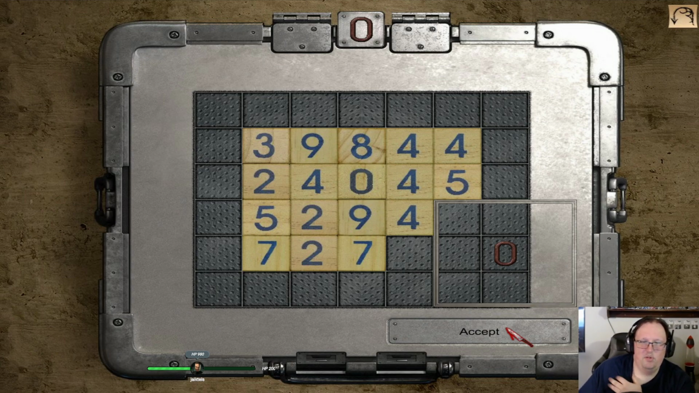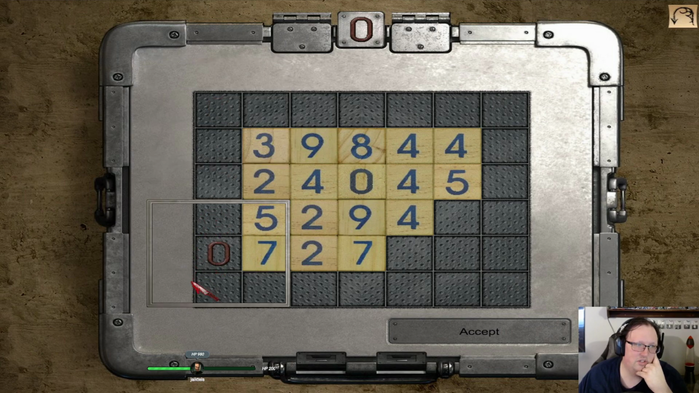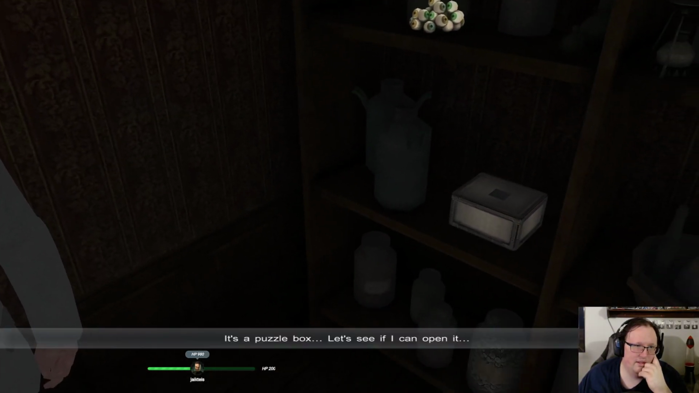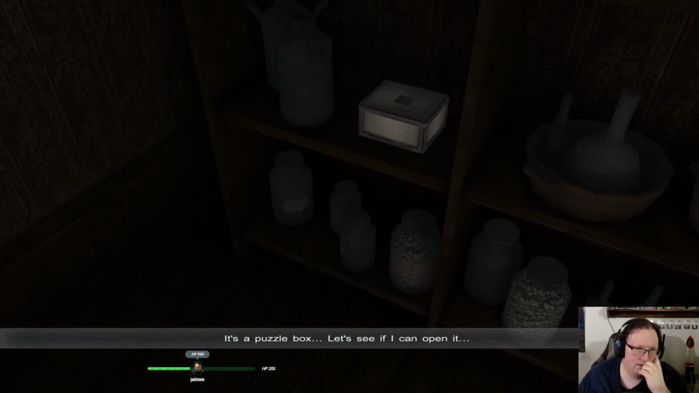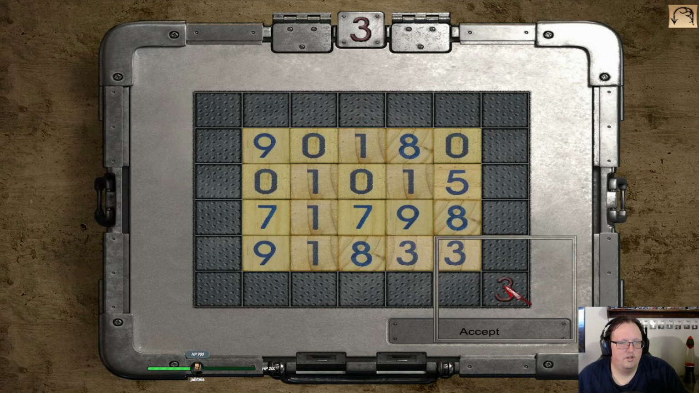Paper. What? I fixed bullet holes to make you stop bleeding. Yes, that makes you a medic, not a doctor. I don't see why I have to explain this. Okay. It's a puzzle box. Let's see if I can open it. I was going to say that better reset it, or I'm going to be cross.